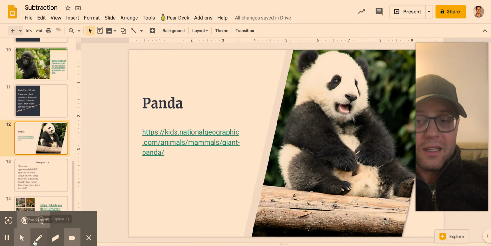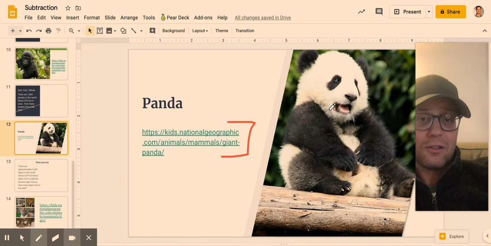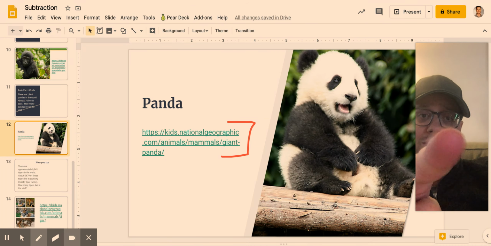Put in a link here too so you can learn more about the giant panda. This is a little baby one. Oh, so cute.